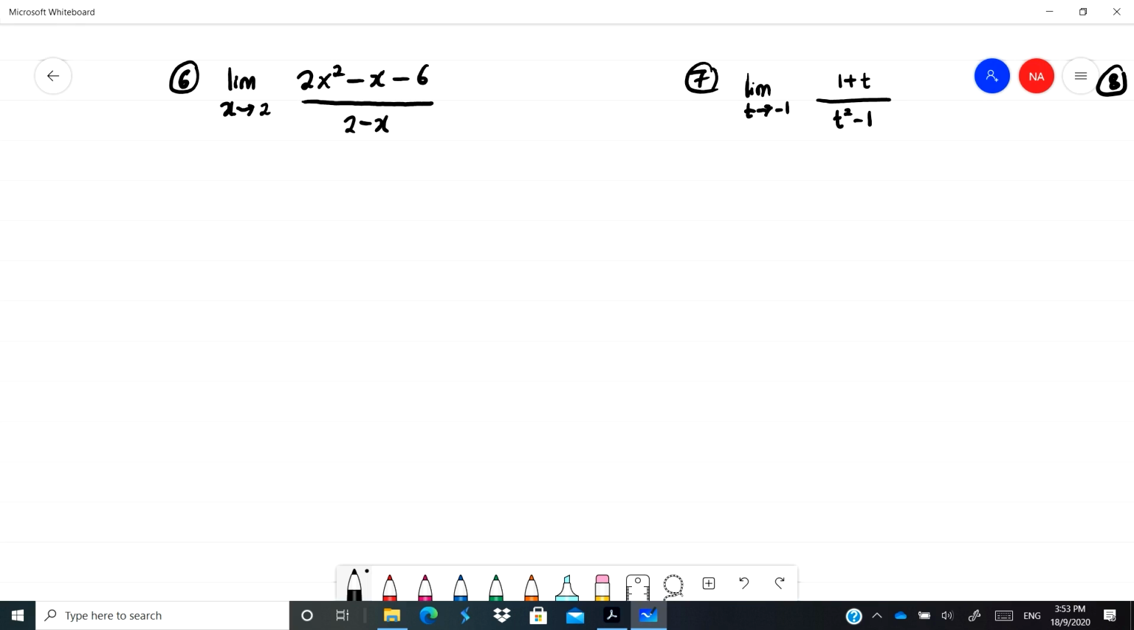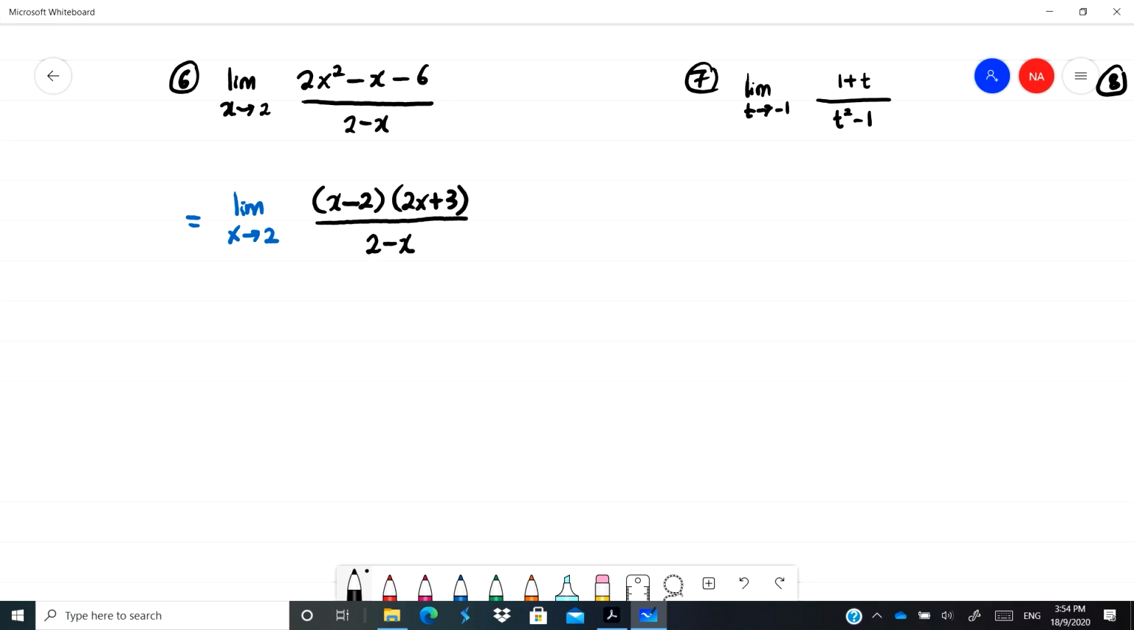Firstly, what you have to do is always copy the word limit, as x approaching 2 in this case. Now you have to factorize the numerator. You can even use your calculator actually. If you use your calculator, you'll get x minus 2, 2x plus 3. Then you'll have these terms, 2 minus x.